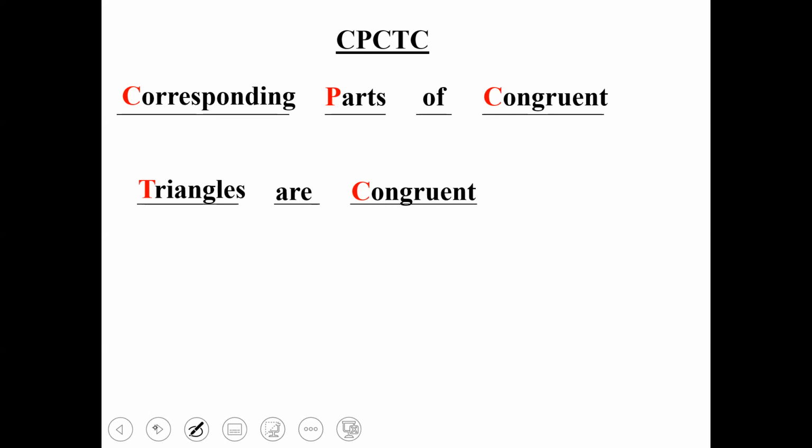That's all CPCTC means, okay? It helps us prove that a set of congruent sides are in congruent triangles. But the key is we have to prove that the two triangles are congruent first in order to prove that the two sides or two angles are congruent to each other. Okay, that's CPCTC in a nutshell.